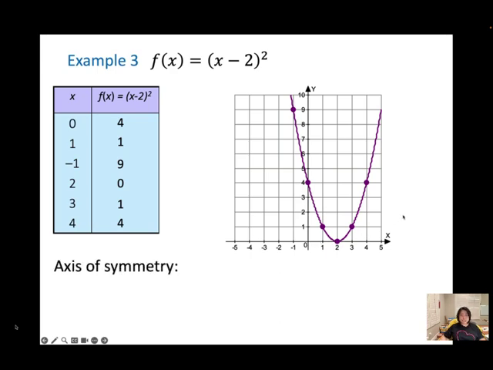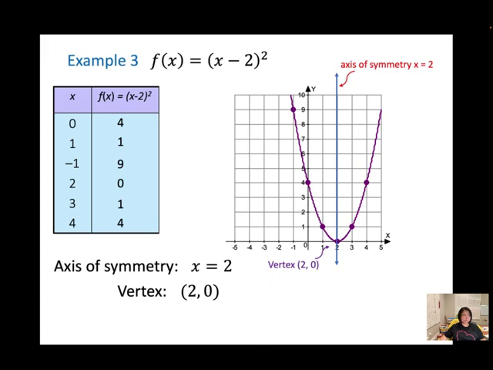So now, what is the axis of symmetry? Think about it. What is this equation? This is x equal to 2, right? So this is going to be my axis of symmetry. And then what is my vertex? The minimum point is here. That will be 2 and 0. Okay, domain, same thing, from negative infinity to positive infinity. The range, look at the y here. It's going to start from 0 until positive infinity.